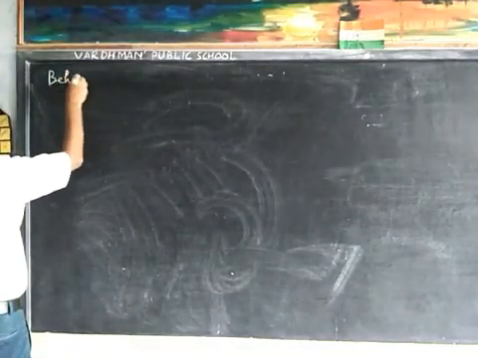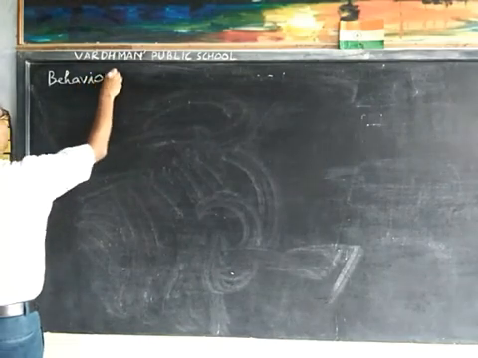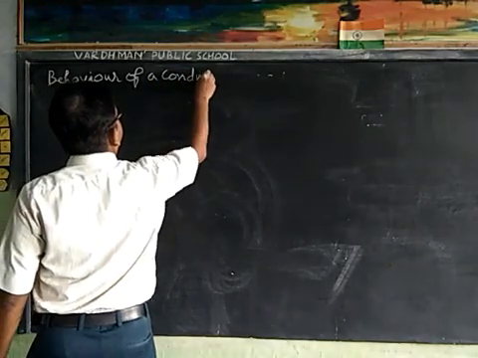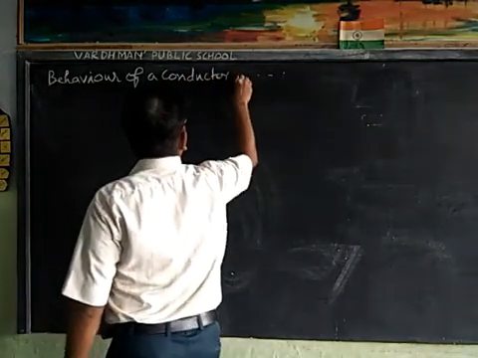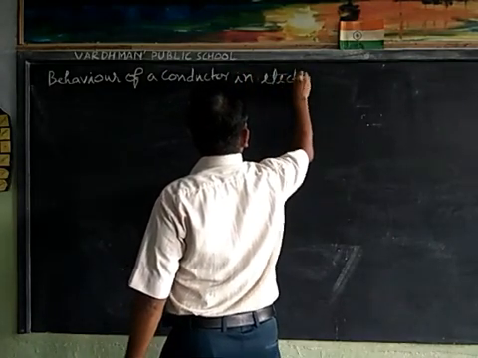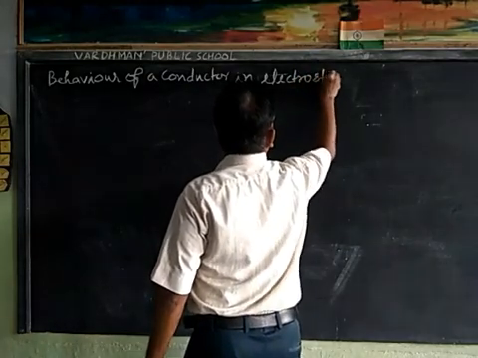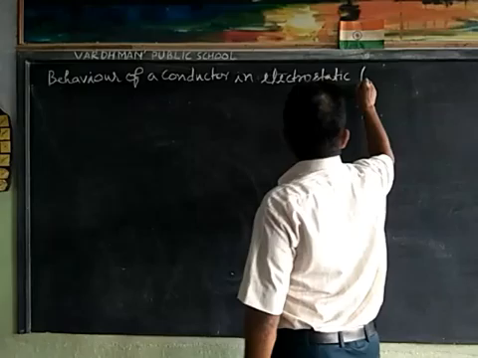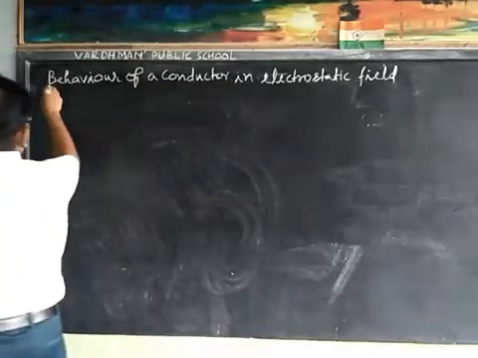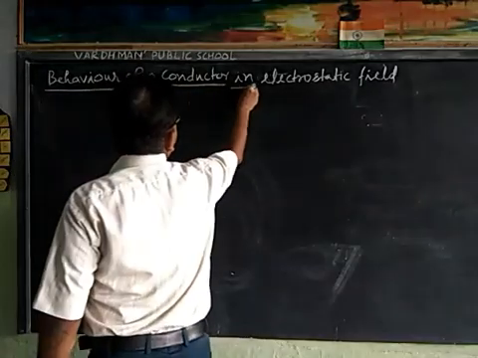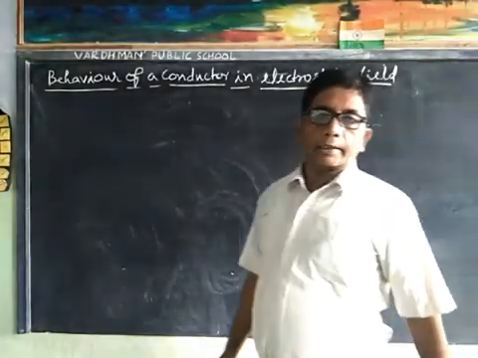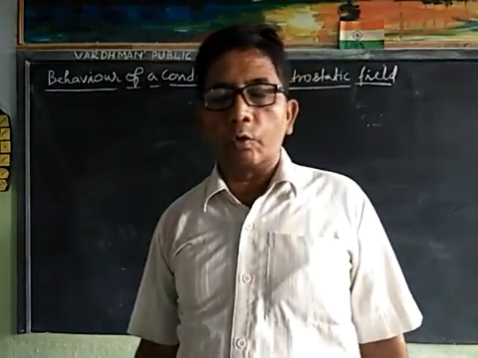Behavior of a conductor in electrostatic field. First, net electric field inside a conductor is 0.